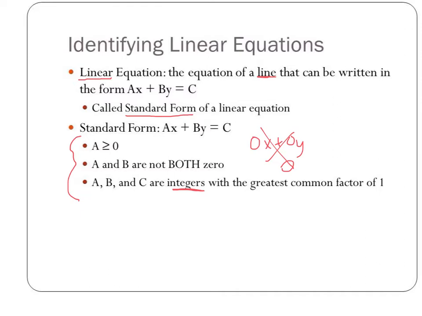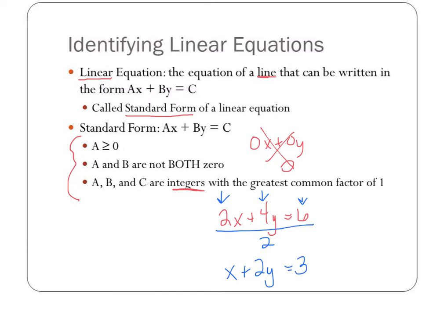So if you have something like 2x plus 4y equals 6, alright, so if we go through our list, A is greater than 0, so that works. A and B are both not 0, that works. A, B, and C are all integers, but what's the greatest common factor of 2, 4, and 6? It's 2. So let's divide the entire equation by 2. That means we divide everything by 2. And that would be our equation. Alright, so let's look at some of those.